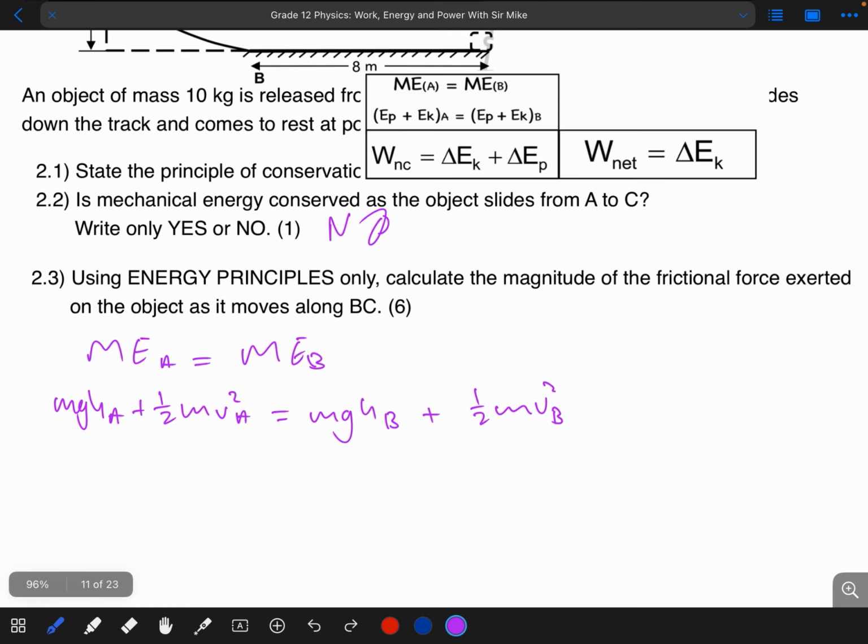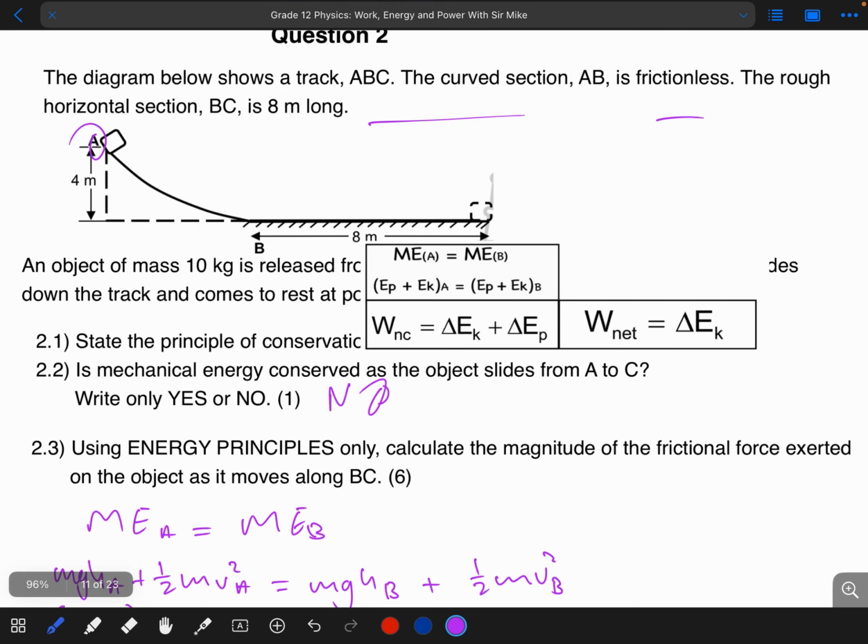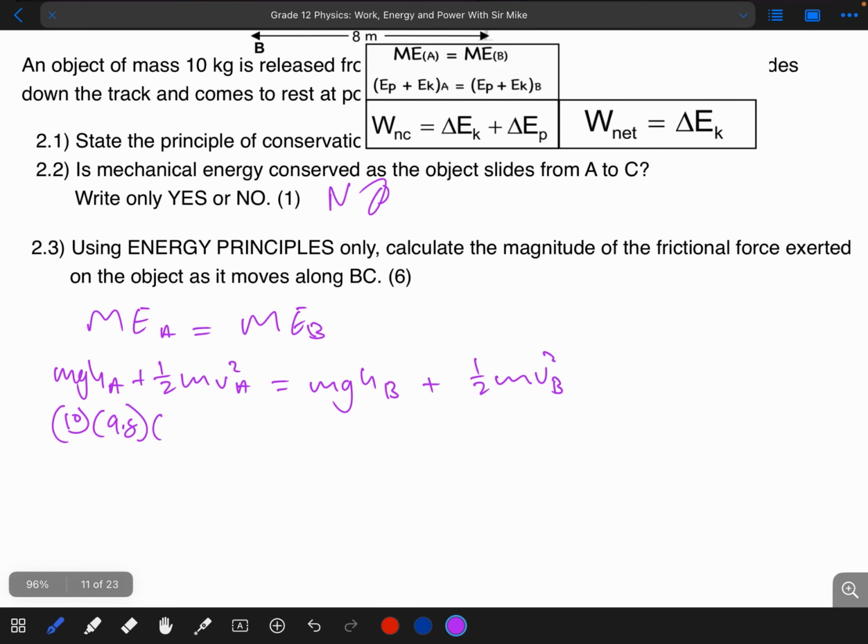So the mass of the object is 10, multiplied by 9.8, multiplied by the vertical height when this object was at A, which is 4. So it is multiplied by 4. Plus a half multiplied by 10 multiplied by the speed. They say that the object started from rest, so that would simply be 0 squared.